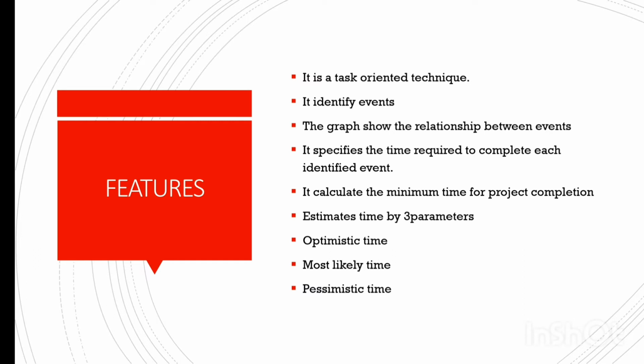The last one is the pessimistic time. It is an estimate of time based on the assumption that some problems may occur, so this time may vary. There is a limitation. So that is the pessimistic time. These are the 3 estimated time parameters: optimistic time, most likely time, and pessimistic time. Later we can see how we can calculate it.